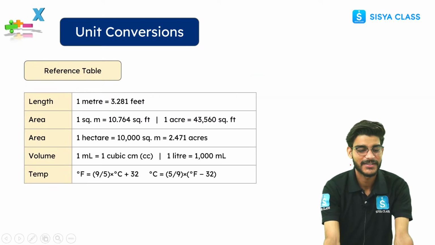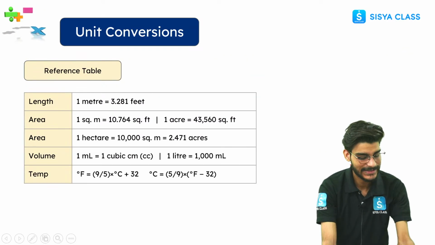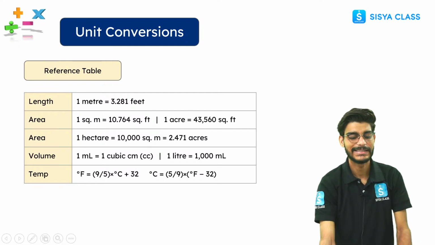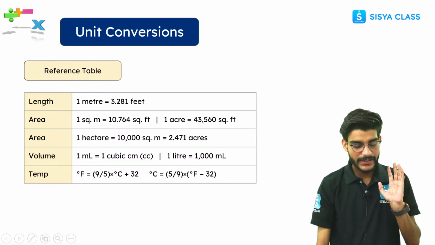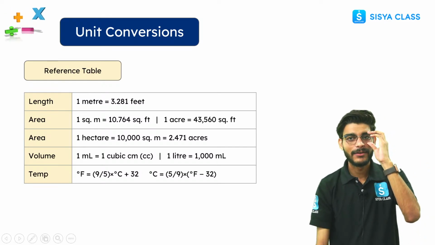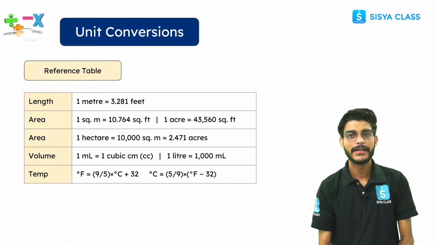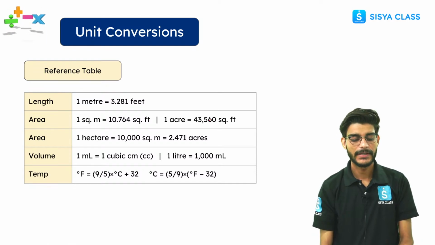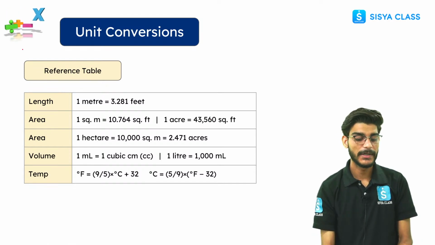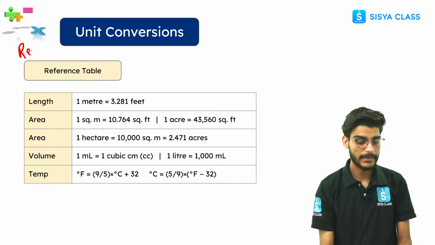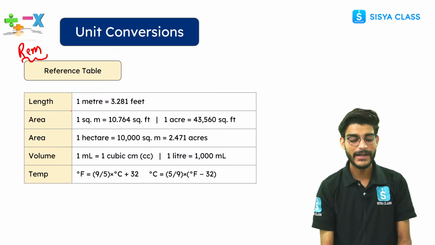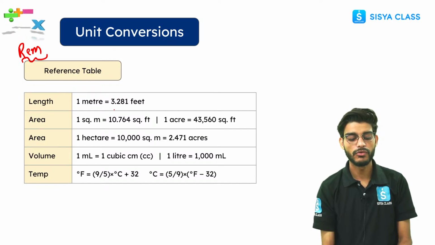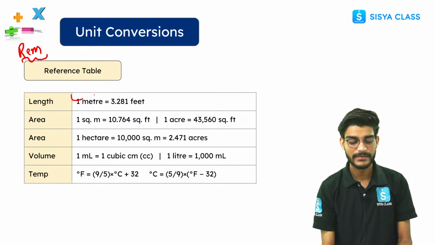Okay, now let's come to unit conversion, and this is the last topic for today. Basic unit conversions everyone knows, like 1 liter equals 1000 milliliter, 1 meter equals 100 centimeter, that is fine. But this one you need to remember. Remember this table. 1 meter equals 3.281 feet. You will have to remember this.